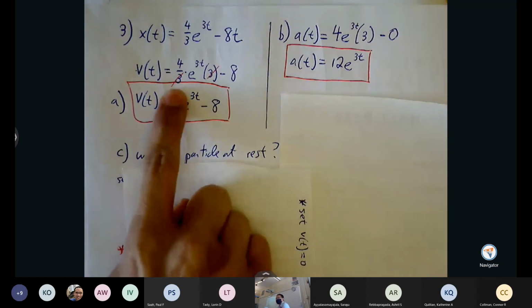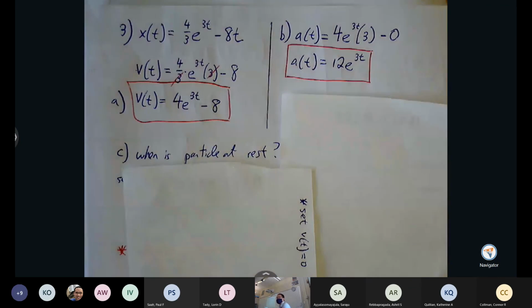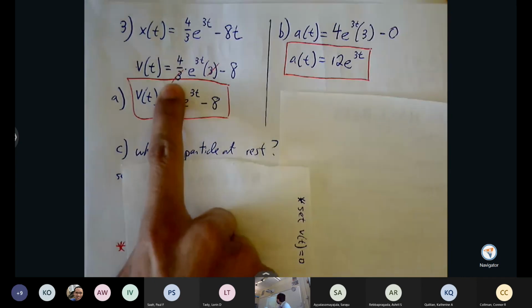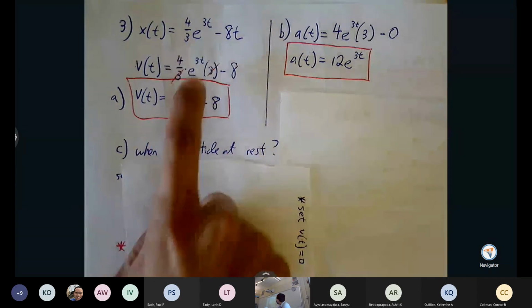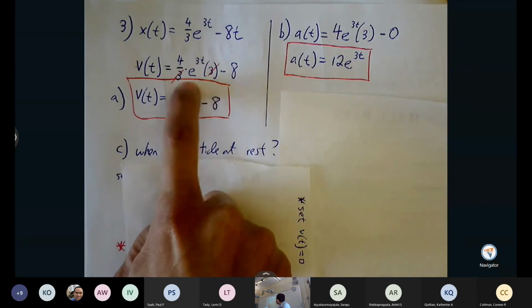Why did I multiply 4/3? It's a coefficient, so coefficient is going to just tag along to the derivative. Right. So 4/3 stays. E to the u becomes e to the u times u prime. And then I got the 3's to cancel out.